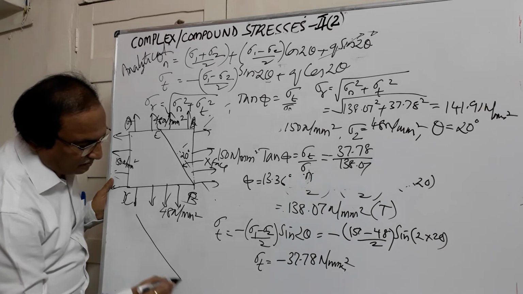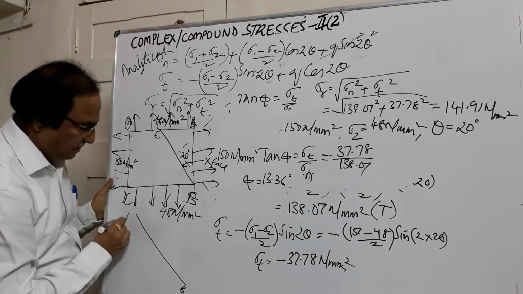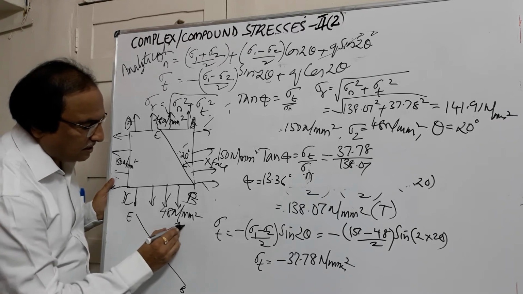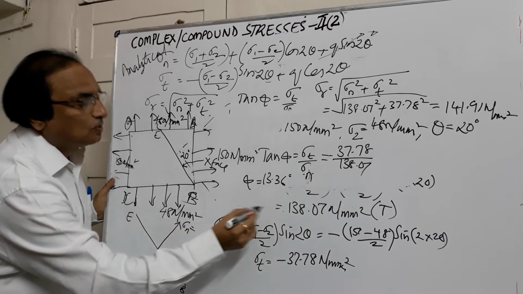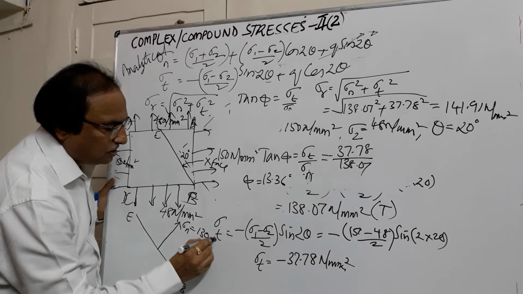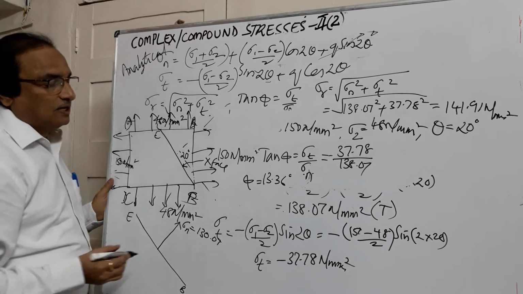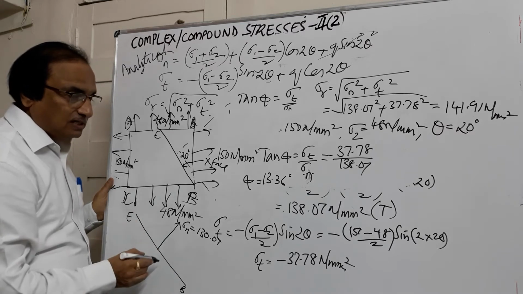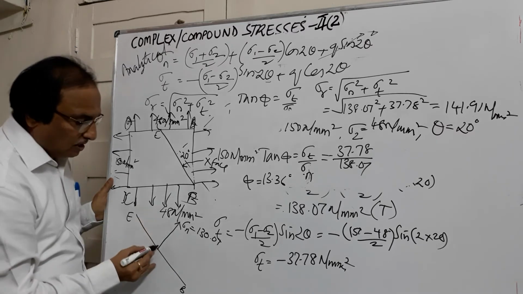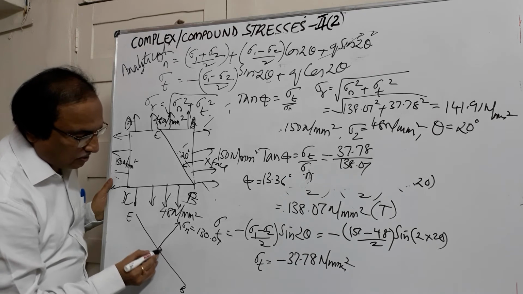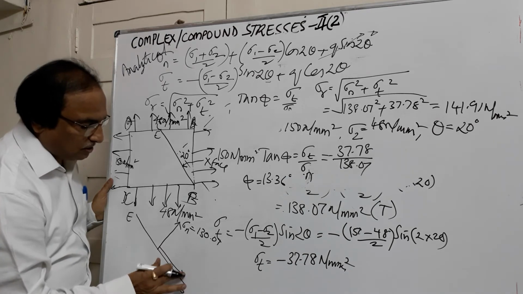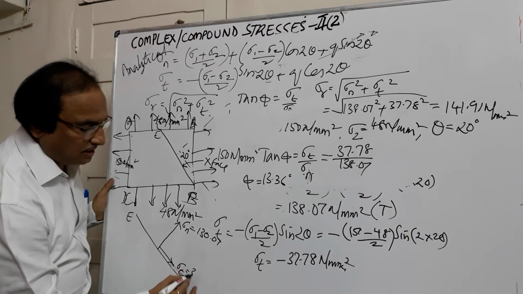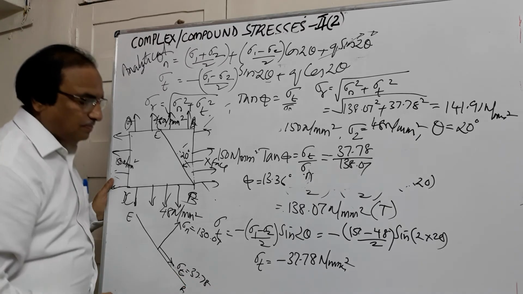If I magnify this plane BE, it has got normal stress sigma n, which is equal to 138.07 Newton per mm square. Then sigma t, it is minus. If it is anti-clockwise on a plane, it is positive. Since it is negative, it will go down like this. So this value will be sigma t, and this value of sigma t is 37.78 Newton per mm square.